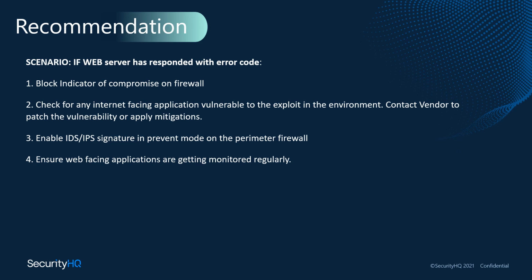The third scenario is where the firewall again is allowing this connection. So you should enable the IDS/IPS signature on the firewall. The module should be enabled and the signature deployed in prevent mode. That will ensure the firewall is blocking all these requests and not allowing them to go towards the web server. The fourth point includes all your web-facing applications being monitored regularly so that they can look after the signs of this compromise or the attacks in the logs.